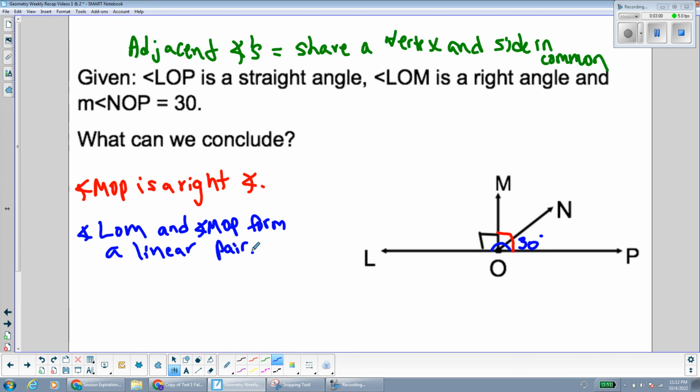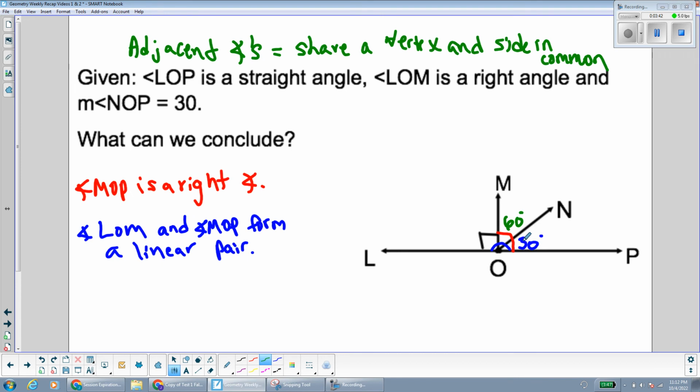Now that we've justified why this angle needs to be 90 degrees, since we know that this angle is 30 degrees, we can then conclude that angle MON is 60 degrees. Angle MON and angle NOP together make 90 degrees. 60 plus 30 is 90. So we can say that these two angles are complementary to each other. Remember, two angles that are complementary to each other add to 90 degrees.